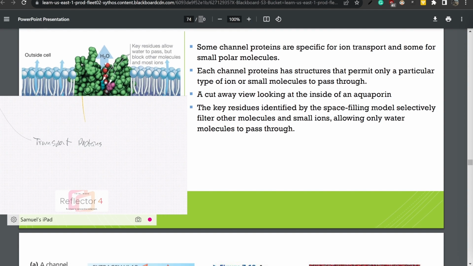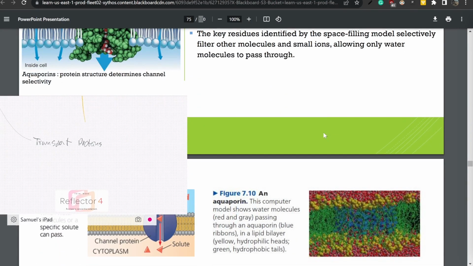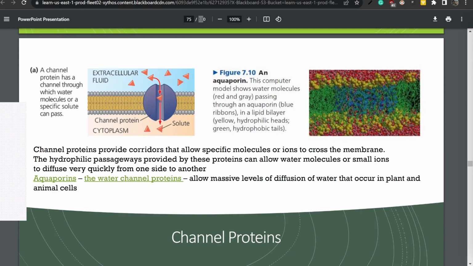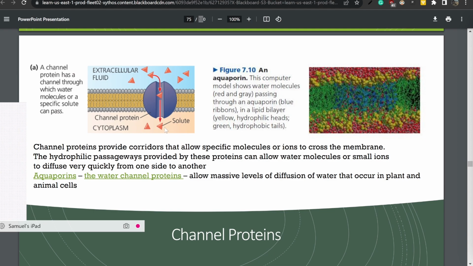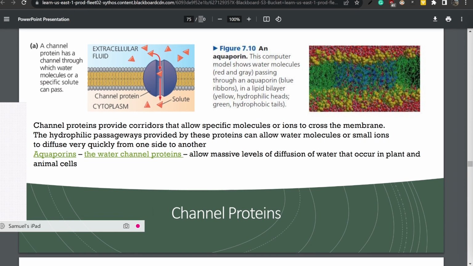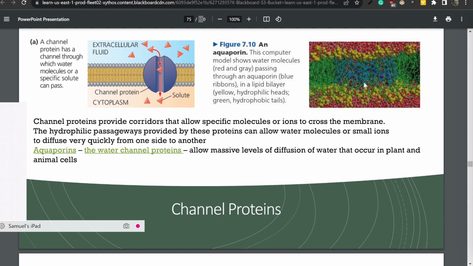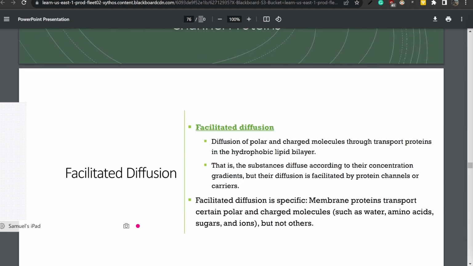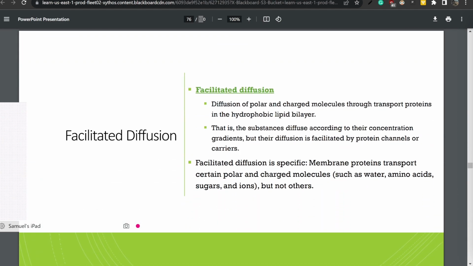This is what makes it semi-permeable, which makes sense. So here we see an aquaporin allowing water molecules to go through, and this blue is a protein. Here we have our first type of diffusion: facilitated.